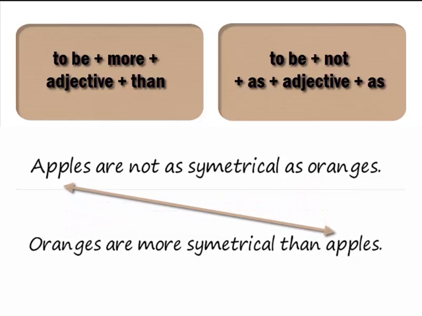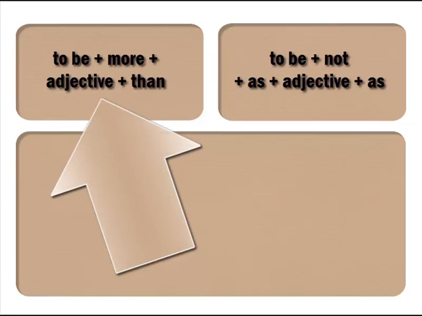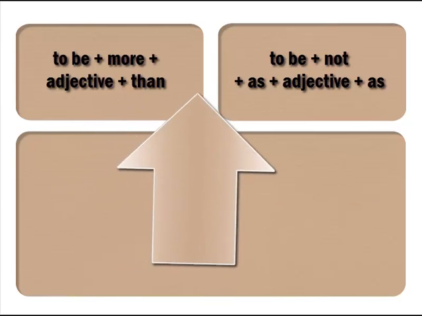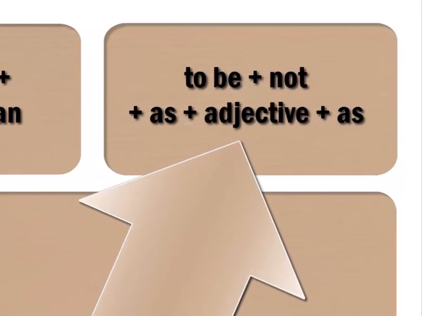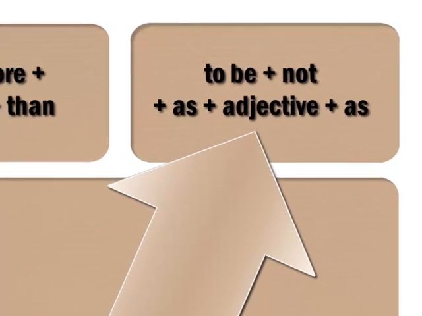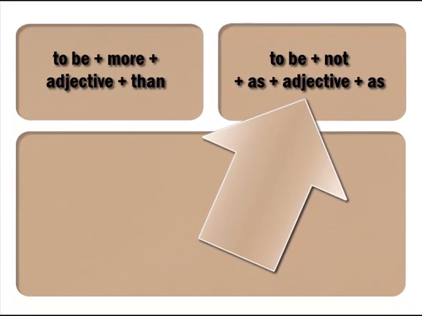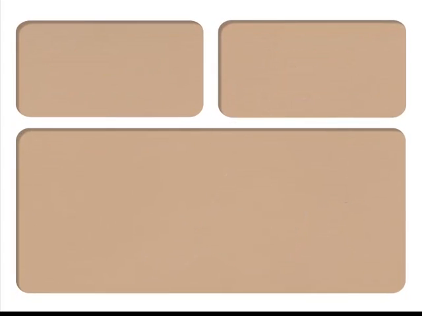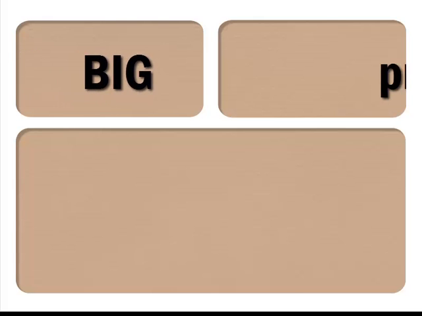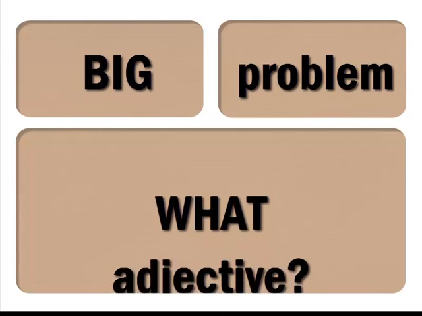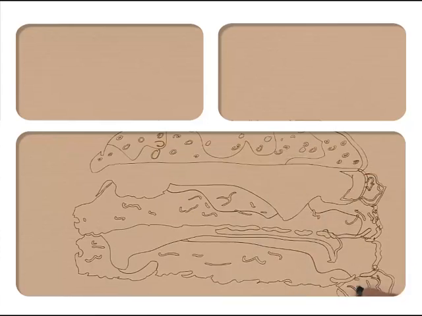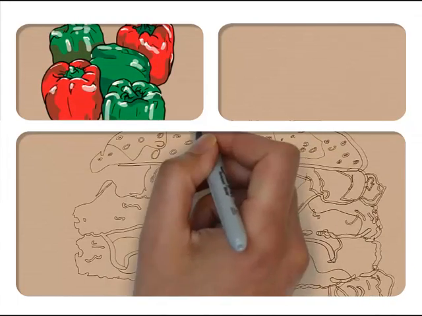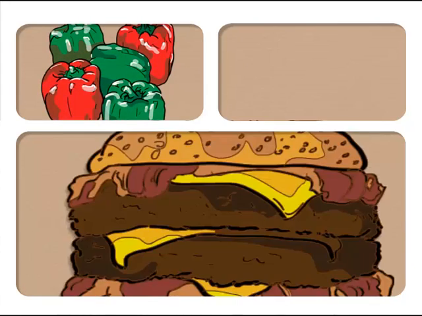The first choice uses this structure, more plus the adjective plus than. The second structure uses the verb to be plus not plus as plus adjective plus as. A big problem for students is often getting the adjective incorrect, which is a vocabulary issue as well as the grammatical structure. Let's compare something more complicated, fruit and vegetables with fast food.